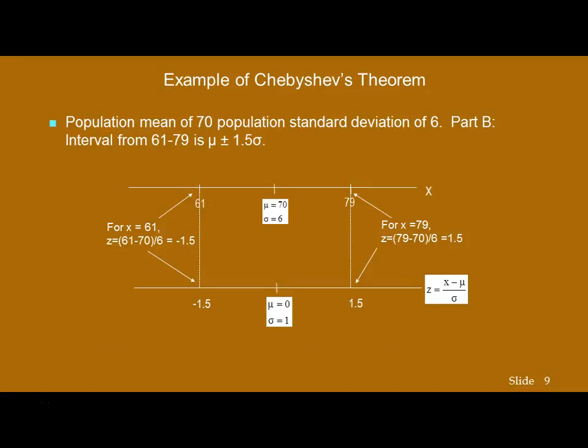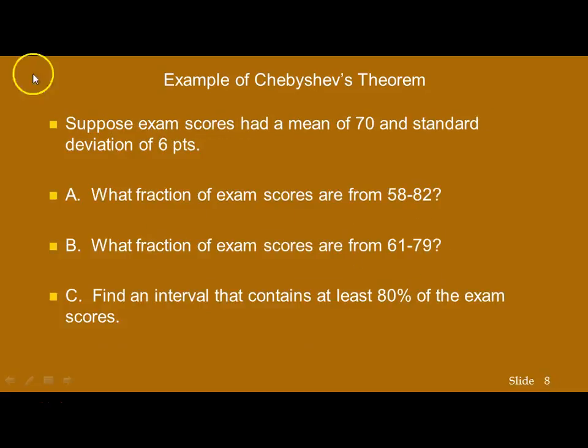Now part C is a little different than the first two parts. On the first two parts, I gave you the interval, and you had to figure out the fraction of scores. On part C, I give you the fraction of scores I want, and you're going to have to figure out the interval. I want the fraction to be at least 80%.